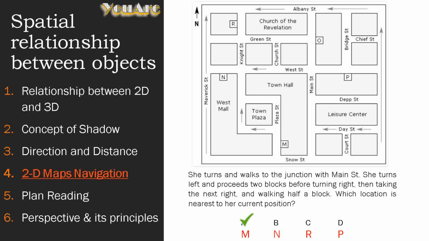Okay, you should imagine yourself standing there in that particular street. Now you're walking to the main street junction. You reached the junction. She is turning left, so you're also turning your left and proceeding 2 blocks before turning right. So first left, proceeding 2 blocks. Now you're going to turn your right. Then you're taking your next right, again it's your right, and walking half a block. Okay, you walked half a block. So what's your nearest location? M. Hope you understand how to solve the question. Let's move on to the next.